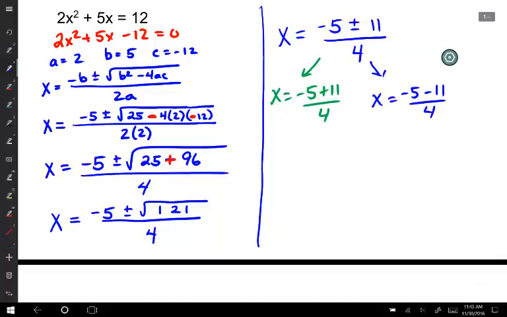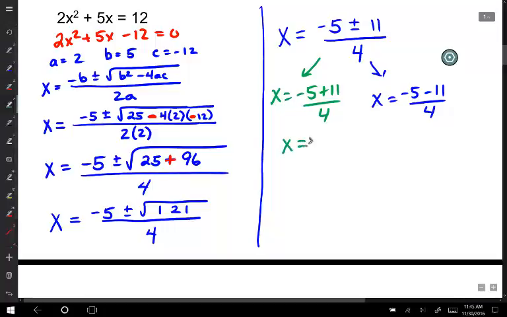Are you done? I don't think so. What's -5 plus 11? 6. -5 minus 11, -16. So we simplify each one. It looks like we get x equals 3/2 and x equals -4.